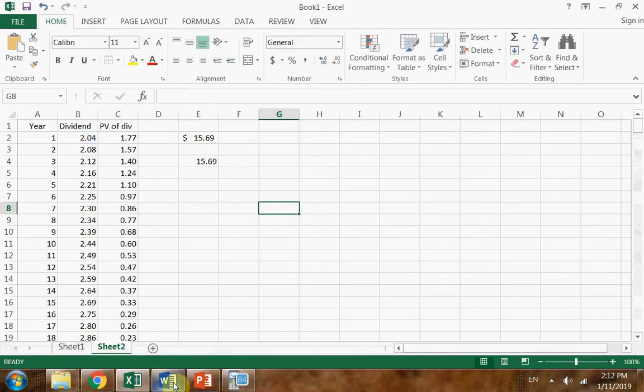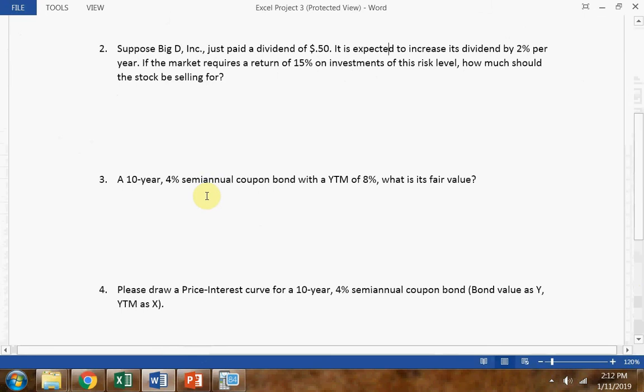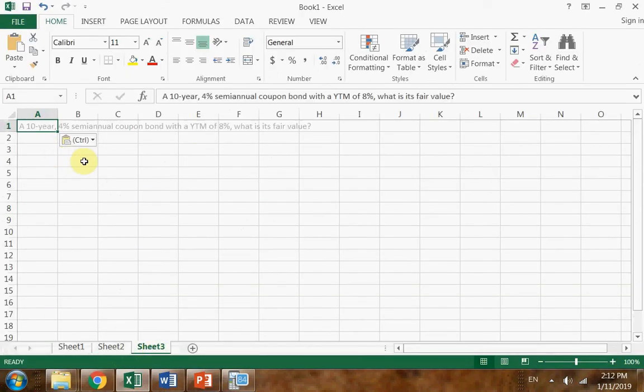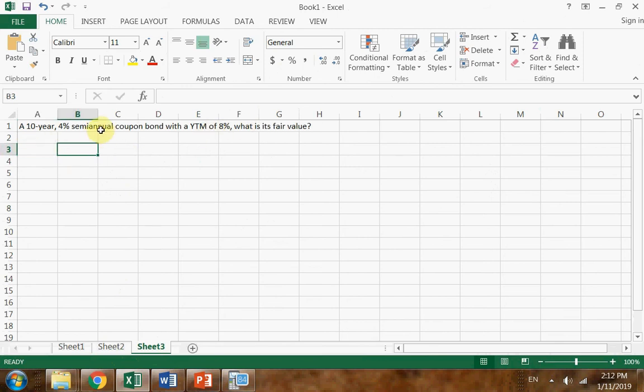All right, now let's work on the third question. A 10-year 4% semi-annual coupon bond with a yield to maturity of 8%. What is the fair value? So let me just copy this. Control C to copy. And then get to a new sheet. So it's a 10-year bond. However, the coupon is paid on a semi-annual basis.